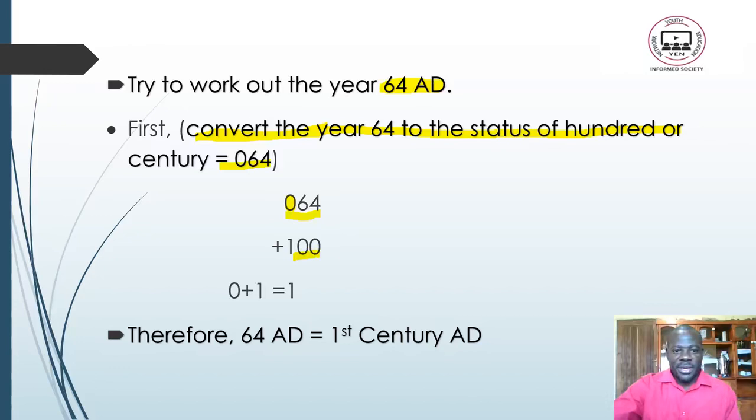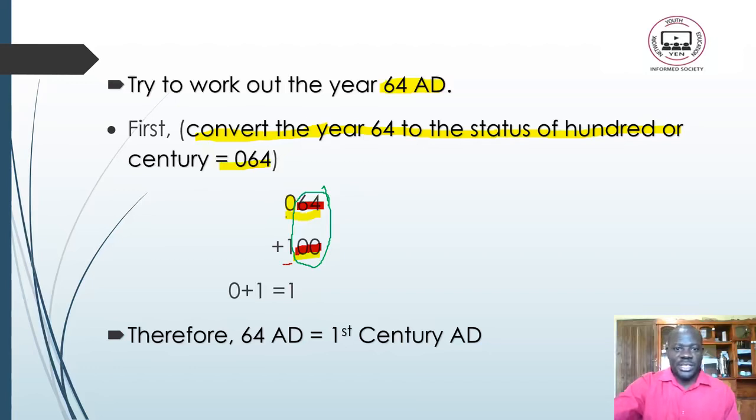Now remember the rule. Don't forget the rule. The rule is that before you add, you cross out the last two digits. You remove them. So you have to remove the last two digits from there. So let's cross out 64 and 00. So what do we have? We have a 0 there and a 0 and 1.